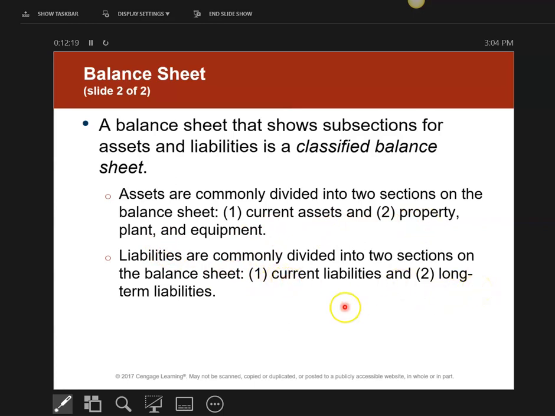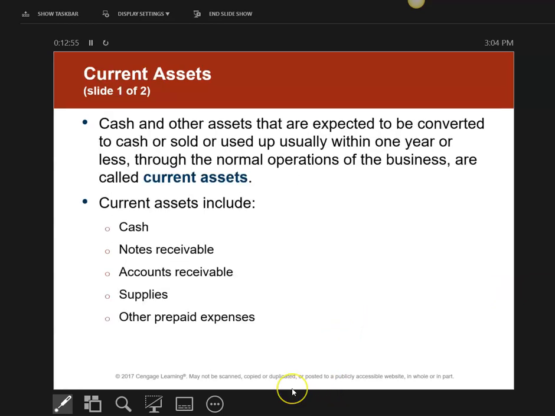So let's talk about the new balance sheet and what to expect. The first thing we're going to start with is current assets. Remember, assets are things you own. Current assets are things that you're going to use up in a year. Here's a list of some of the most popular current assets. Now, we haven't talked about notes receivable. I'm going to talk about that in a minute. Accounts receivable is when a customer owes you money.